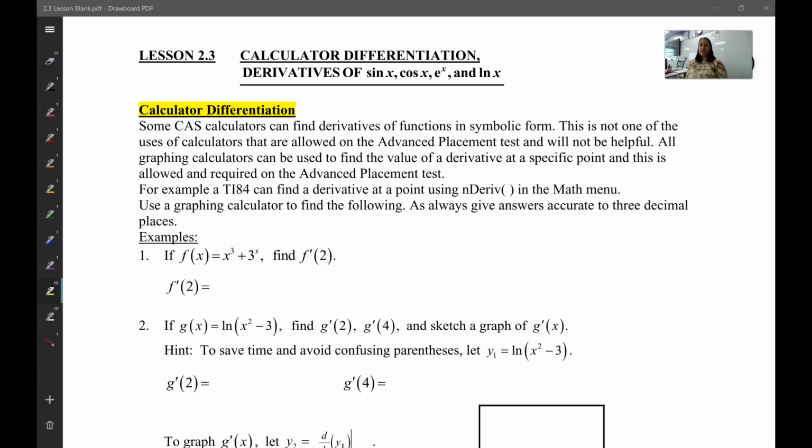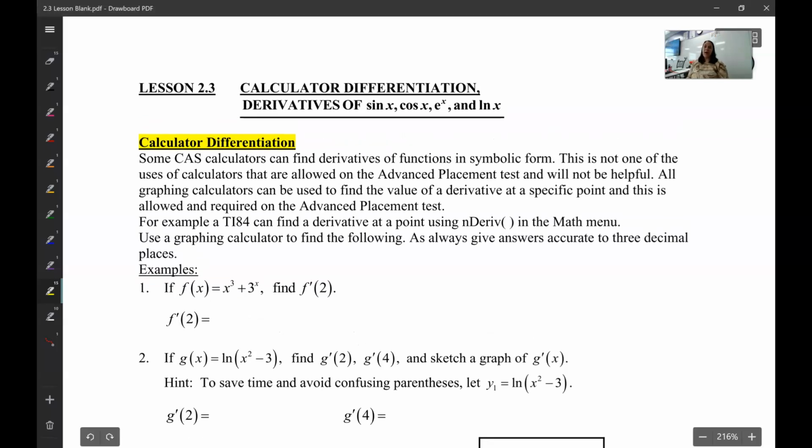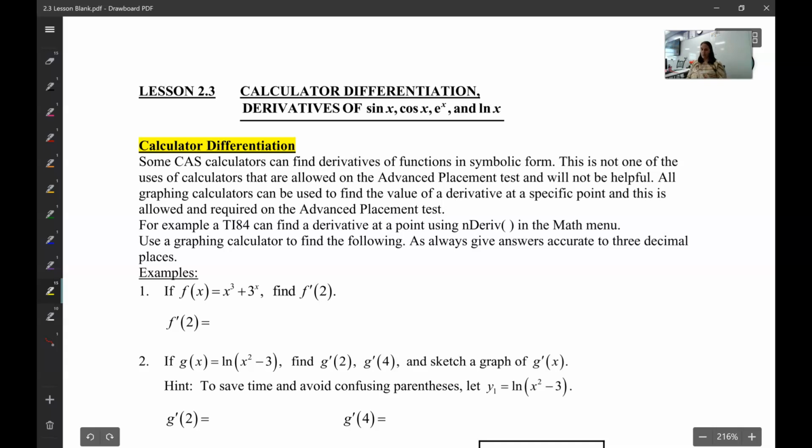Okay, welcome to lesson 2.3. We're going to talk about a couple different things in this lesson. First and foremost, we're going to talk about how to calculate derivatives on your calculator. Now, a couple things about this. Your calculator actually can find a derivative all on its own. But if you do that on the AP test, you will get in trouble.